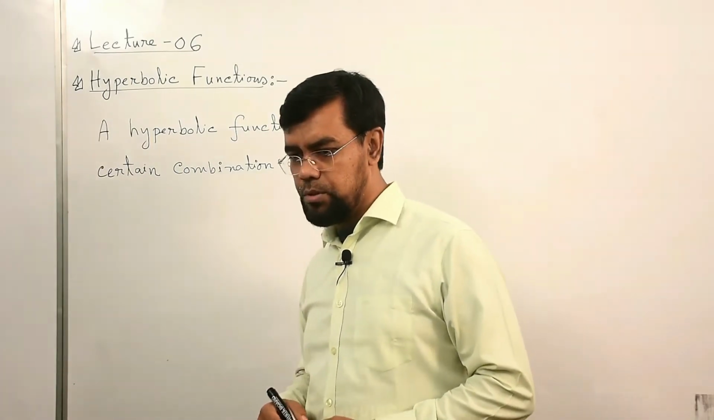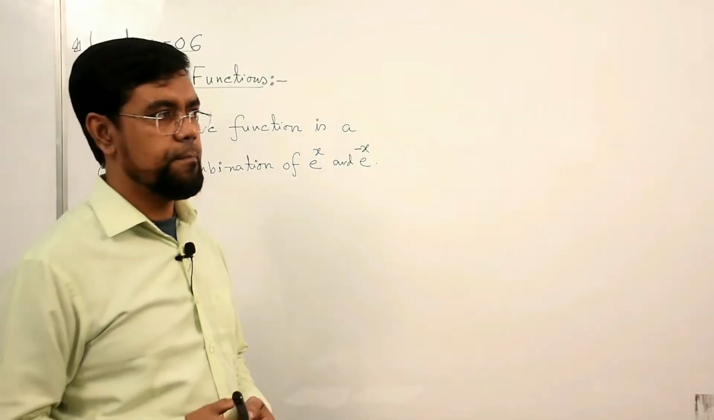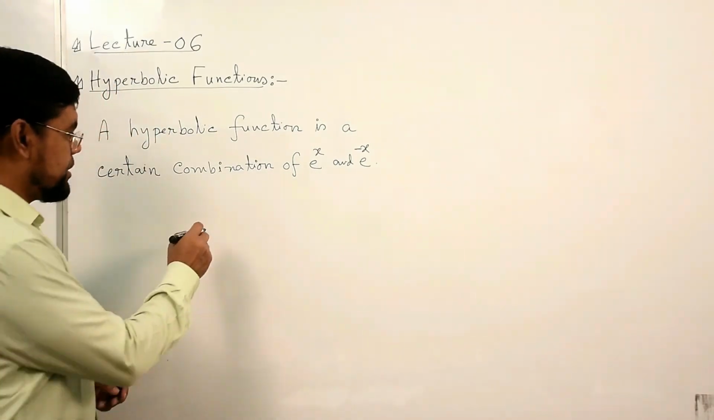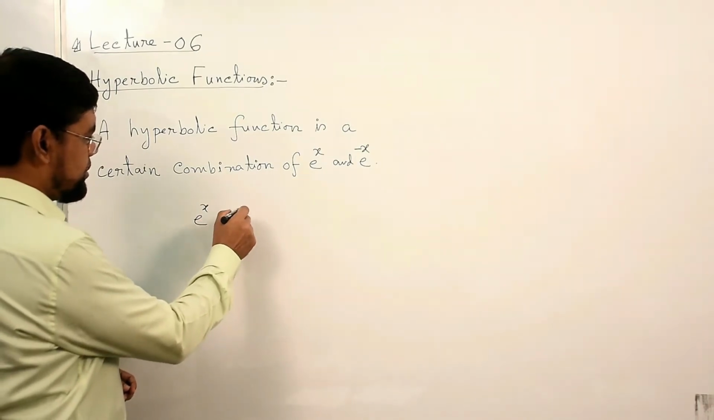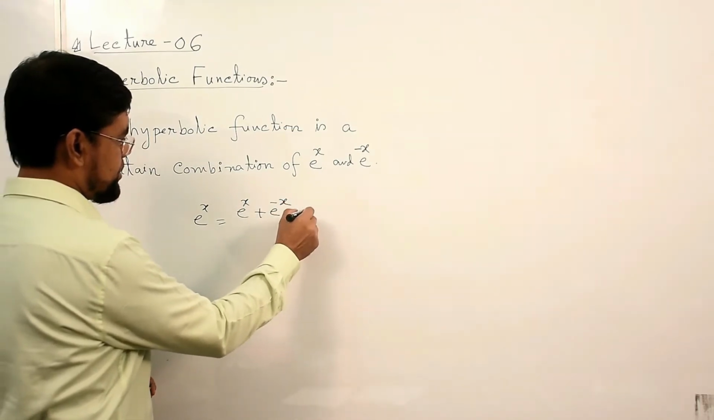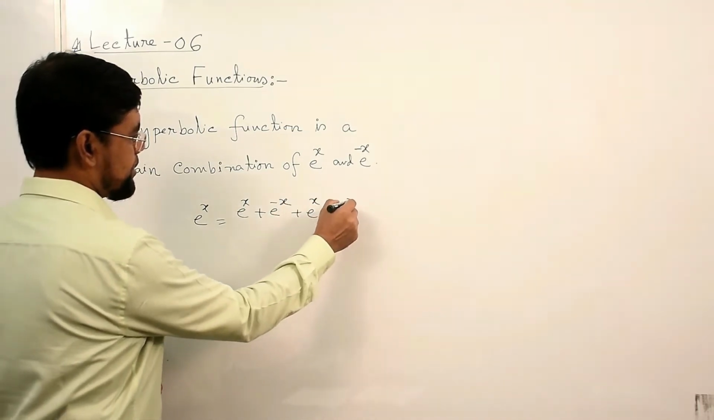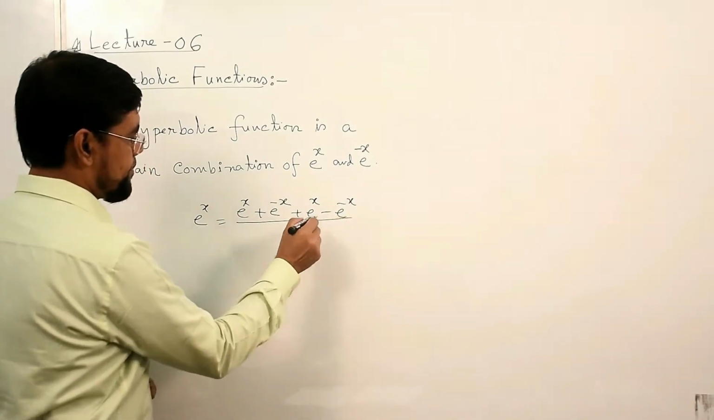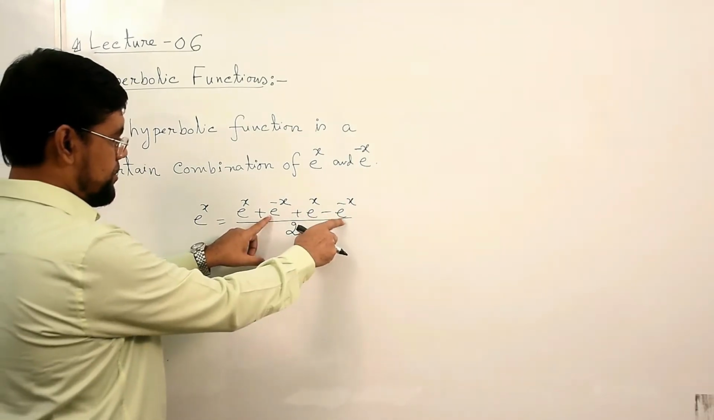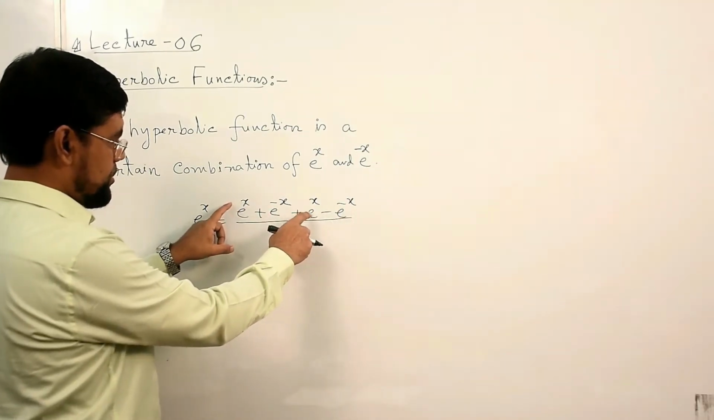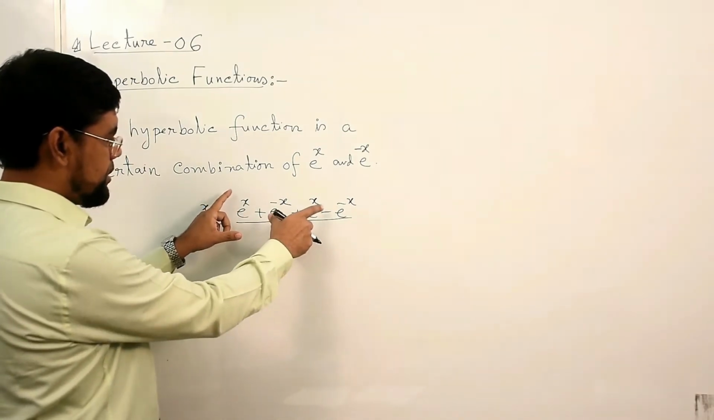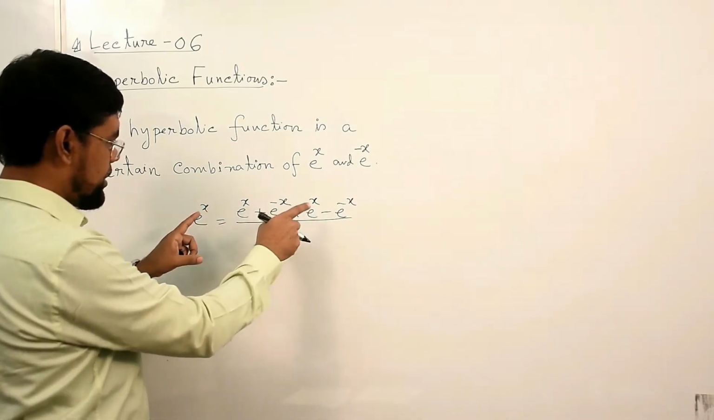So the next question is how can we define hyperbolic function mathematically? You see, one can easily write e to the power x equal e to the power x plus e to the power minus x plus e to the power x minus e to the power minus x divided by 2, because here you can cancel e to the power minus x and e to the power minus x. So in the numerator you have 2 e to the power x. So if you cancel 2 and 2, remaining is e to the power x. So we can write it.